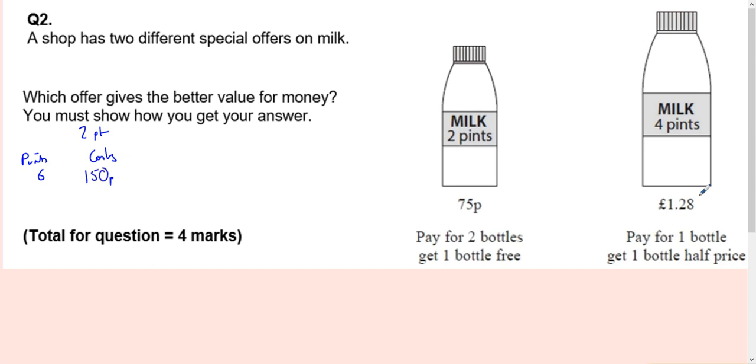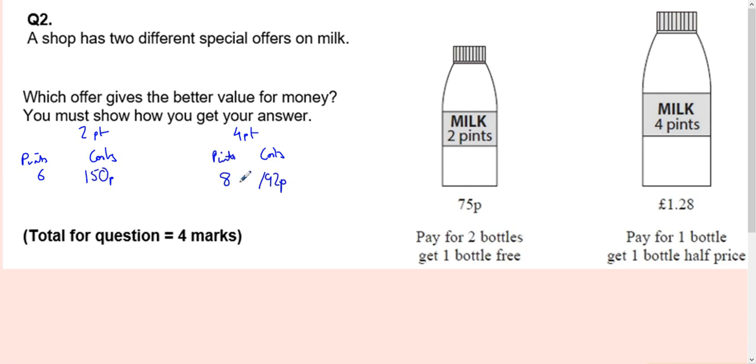For the 4-pinter, we pay for 1 bottle, we get 1 bottle half price. So that means half of £1.28. Half of £1.28 is 64 pence, and if you add that on, it's £1.92 or 192 pence. And you're getting 2 bottles for that, which is a total of 8 pints. You can see here that I've now laid this out. 6 pints, 150, 8 pints, 192.